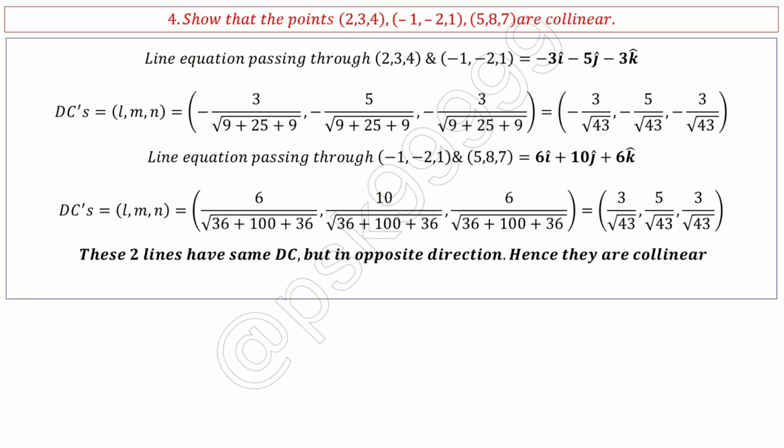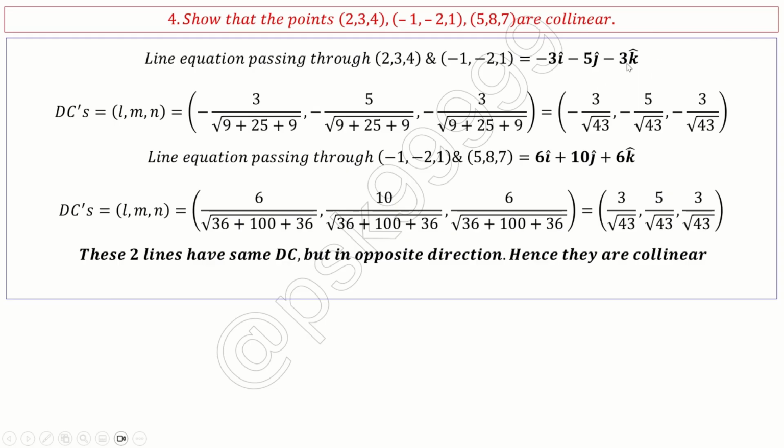Show that the points are collinear. We have solved this problem in class 11th, I think exercise 11.2, based on the distance formula. Here we will use direction cosines to solve it. That's simple. For a line passing through, you take any two points. The line passing through 2, 3, 4 and minus 1, minus 2, 1: minus 1 minus 2 is minus 3, minus 2 minus 3 is minus 5, 1 minus 4 is minus 3. So this is my line equation.